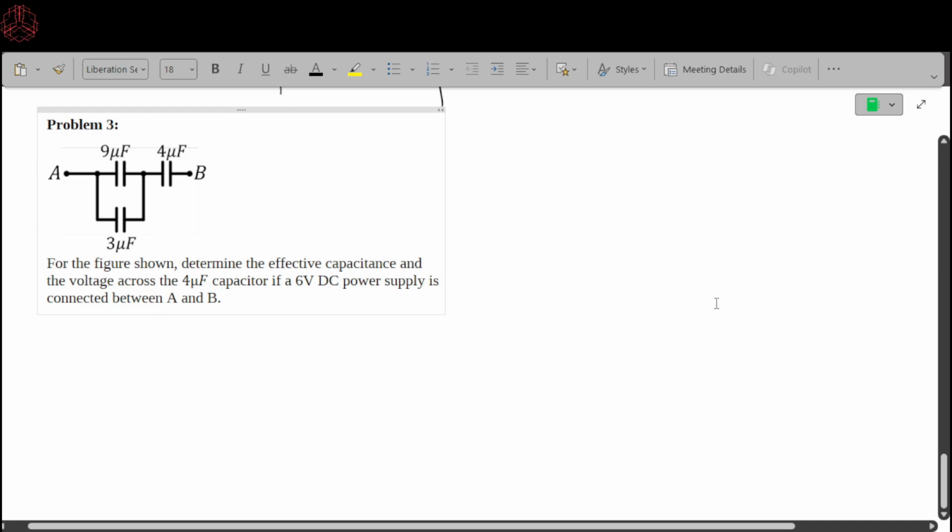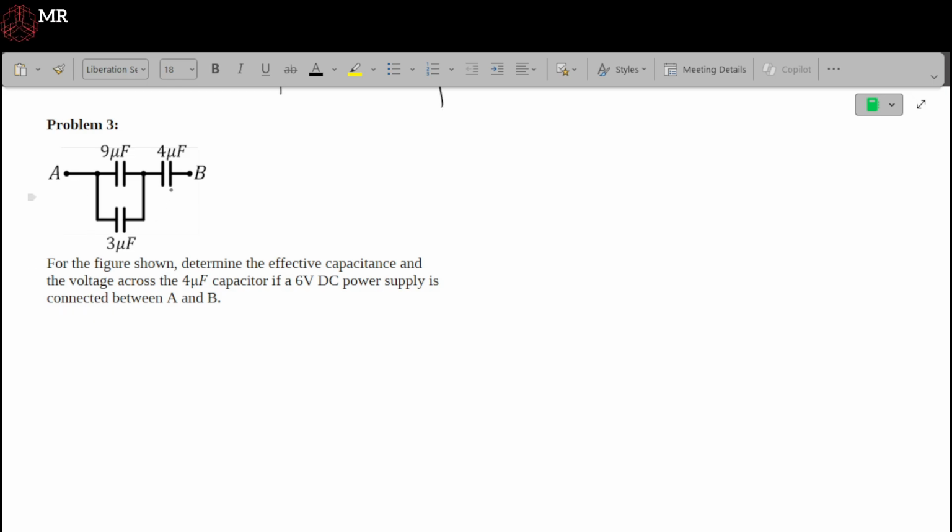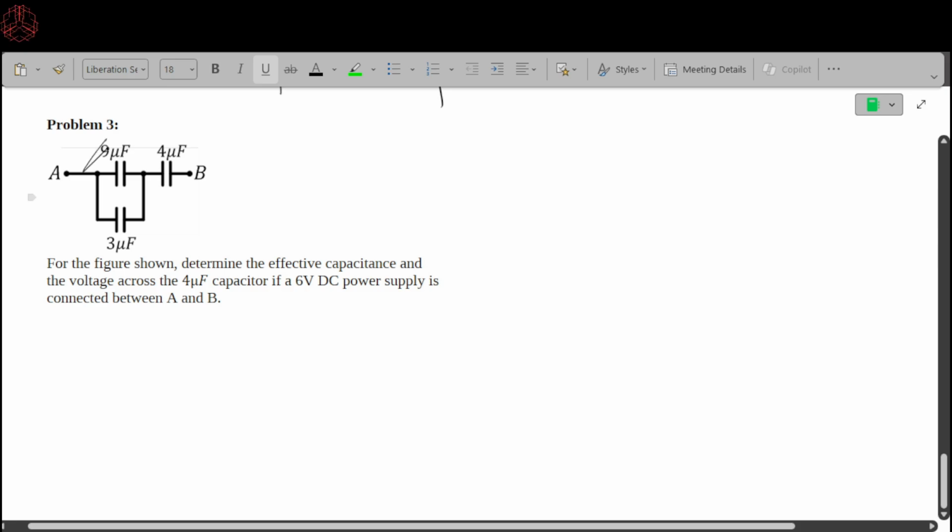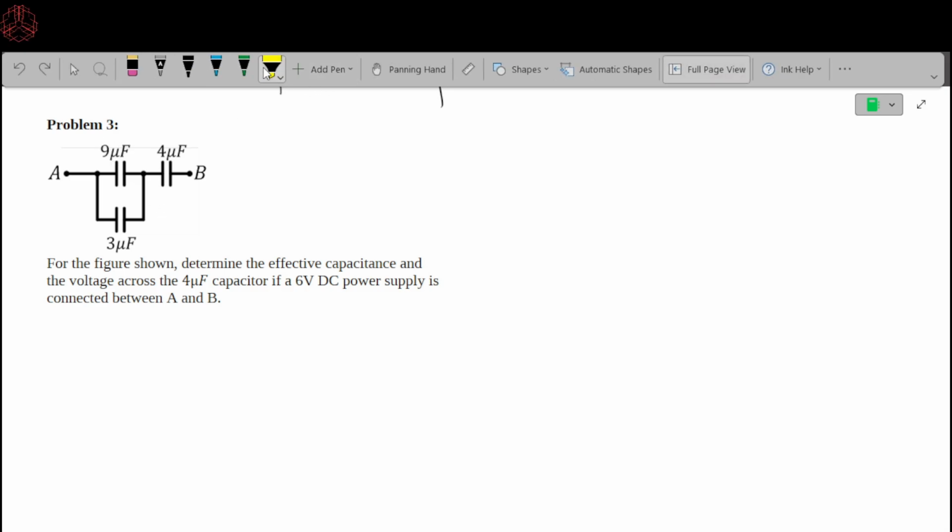Okay, so let's look at what we have. If we were to just combine the 9 and the 3 microfarad, we can convert this particular part of the circuit to become something that looks like this.